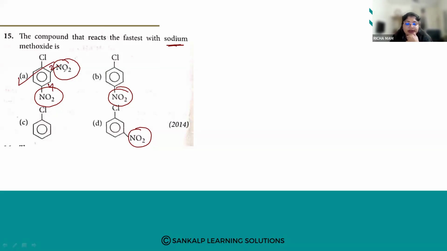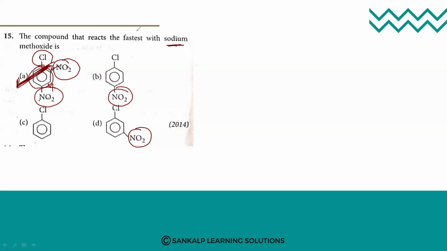Because electron withdrawing groups are present. So what will electron withdrawing groups do? They will increase the reactivity of the aromatic chlorobenzene. So because of that, with sodium methoxide, it will react faster. Option number A, remember that. So what is the reason? The nitro groups are electron withdrawing groups, and they will increase the reactivity of this chlorobenzene. So 2,4-dinitrochlorobenzene reacts faster. Okay, fine. Let us go for the next question.